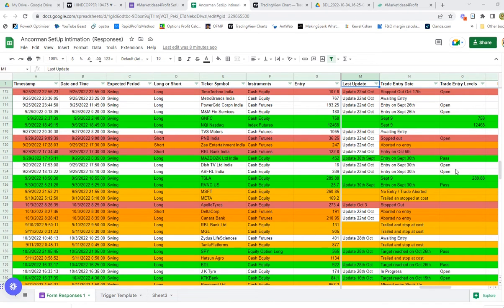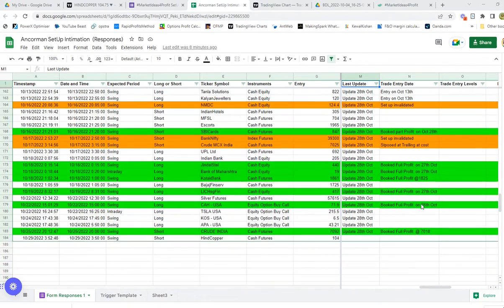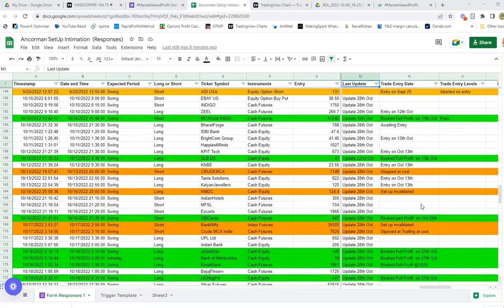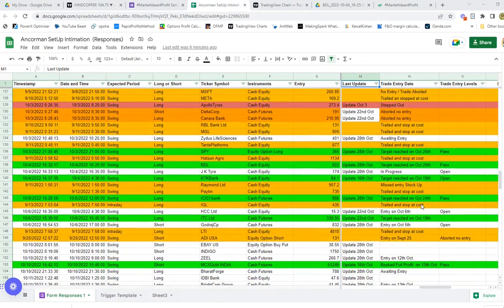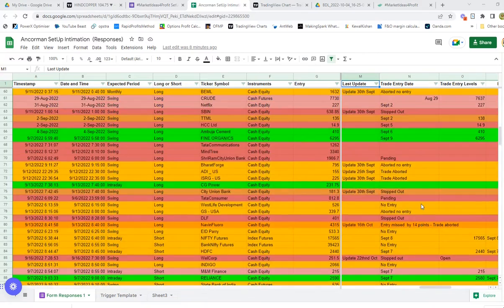tracking them to see how they progress after they receive their entry, whether they exit, whether they are stopped out at loss, or they're stopped out at cost, or they're stopped out at trailing loss, or if they reach their end goals.